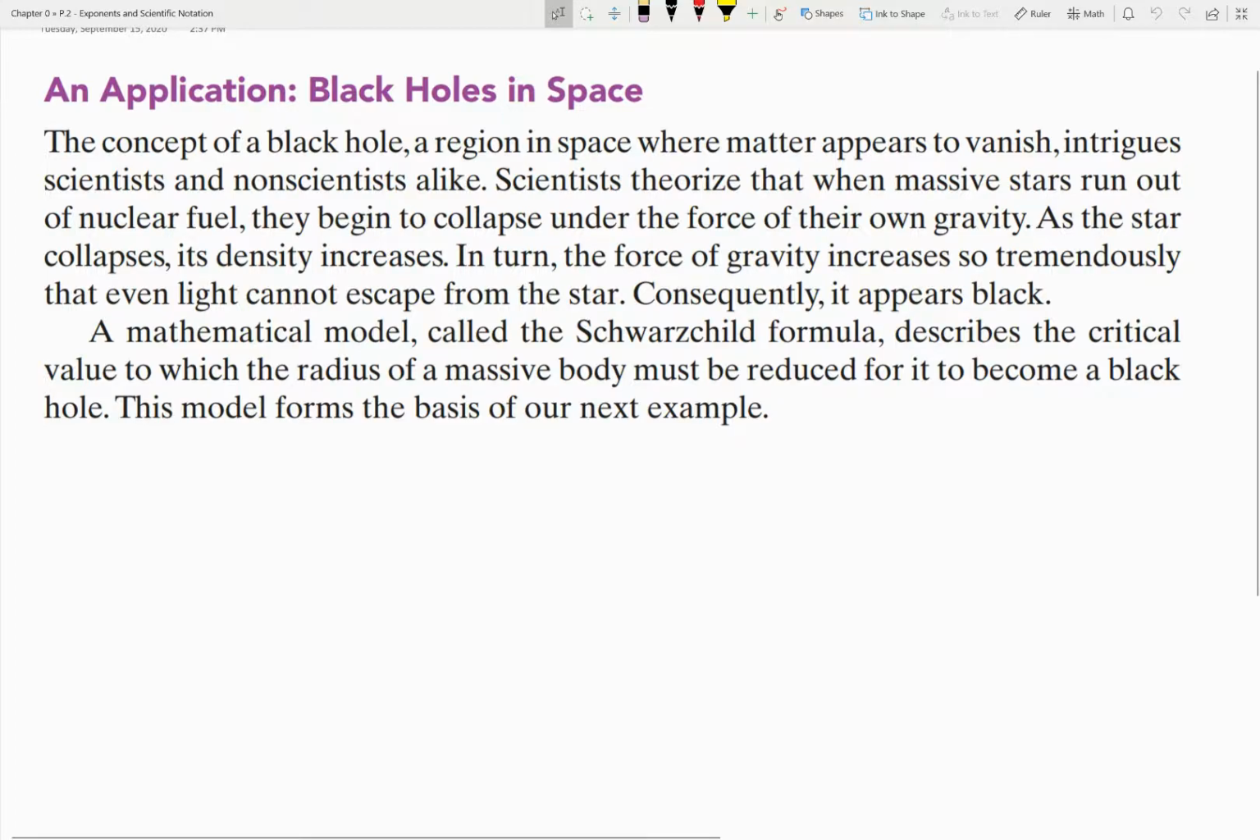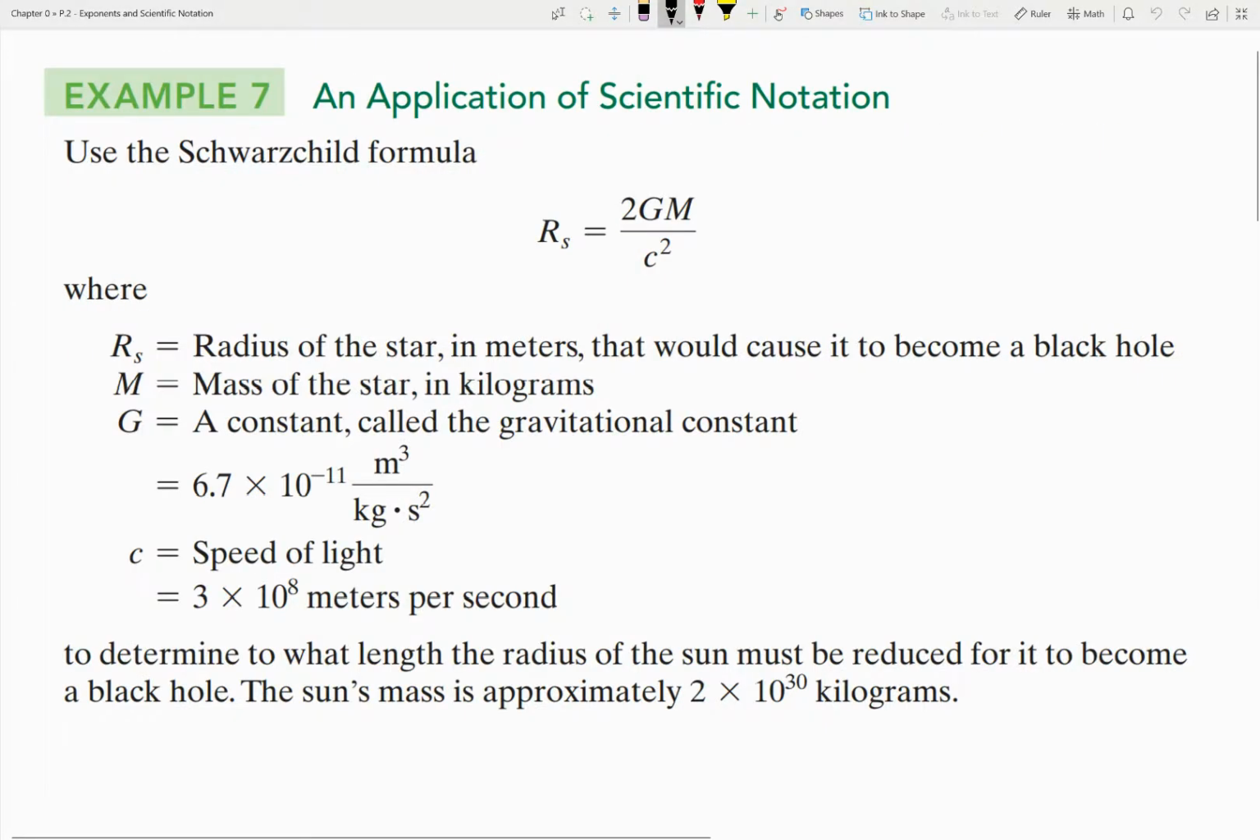Scientists theorize that when massive stars run out of nuclear fuel, they begin to collapse under the force of their own gravity. There's a model called the Schwarzschild formula that describes the critical value to which the radius of a massive body must be reduced for it to become a black hole. You've probably never heard of this before, but guess what it's going to use? It's going to use really, really small numbers and really, really big numbers in scientific notation in order for us to run the calculation.